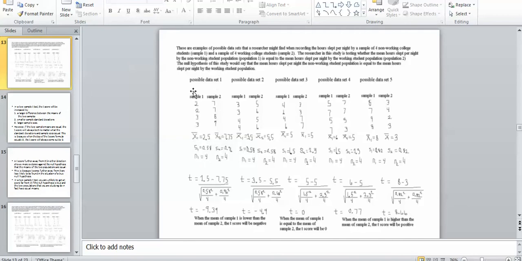So if the mean of sample 1 from the non-working population comes out to 2.5, and the mean of sample 2 from the working population comes out to 7.75, that's starting to suggest that maybe the population that this sample came from is getting less sleep, and the population that this sample came from is getting more sleep. So maybe not only is the mean of sample 1 lower than the mean of sample 2, but maybe the mean of population 1 is lower than the mean of population 2.